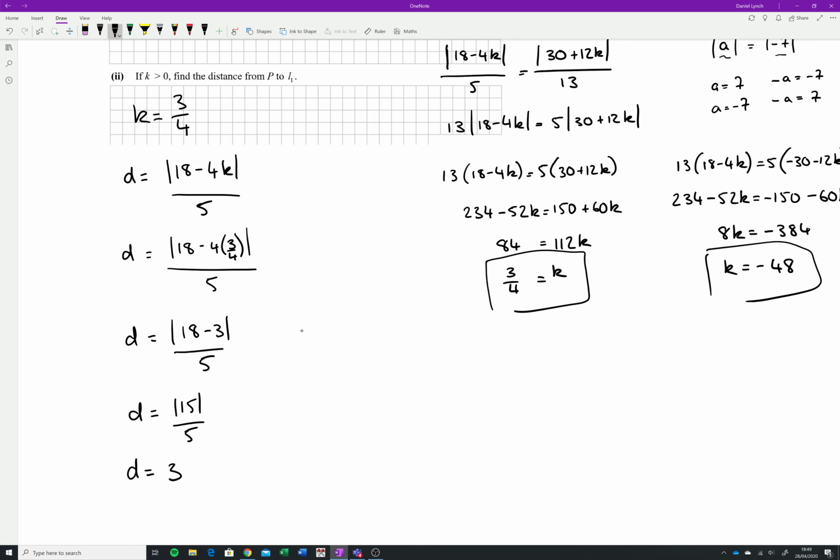So that's a fairly typical coordinate geometry question.